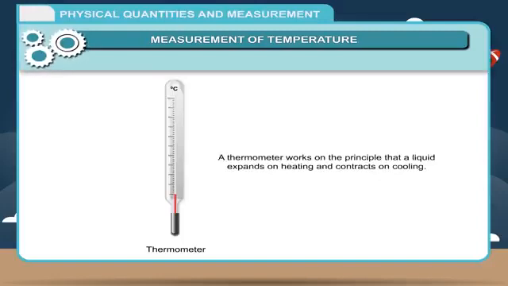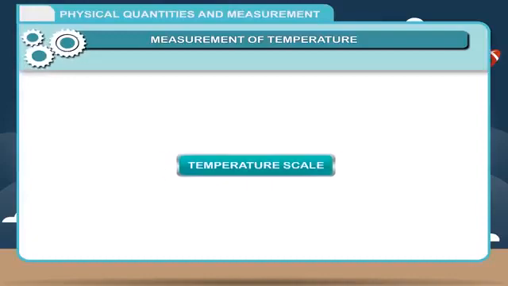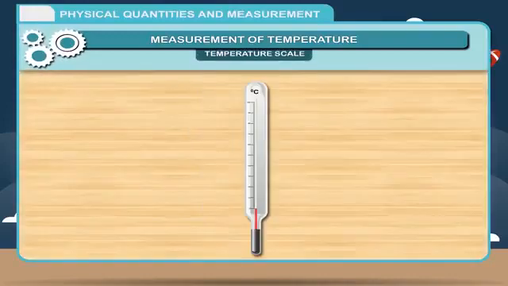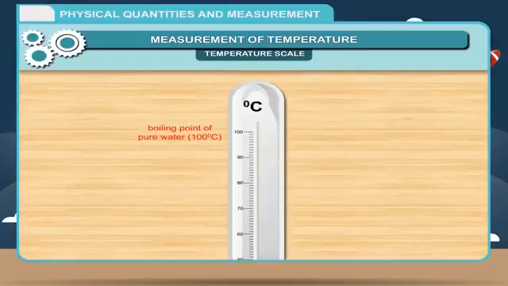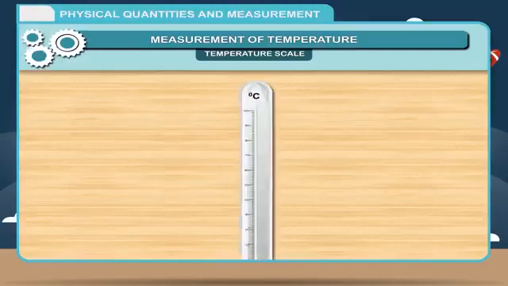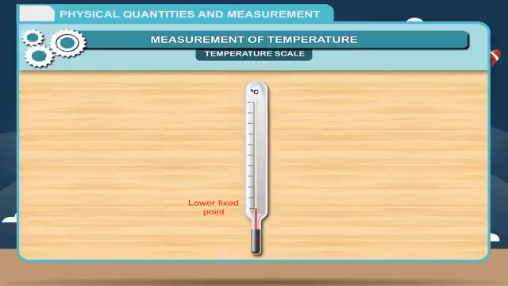A thermometer works on the principle that a liquid expands on heating and contracts on cooling. Temperature scale. A liquid thermometer has a bulb at one end and a long stem which is graduated in degrees. The scale of a thermometer is usually divided between 2 points. One is the melting point of pure ice, 0 degrees Celsius, and the other is the boiling point of pure water, 100 degrees Celsius. These 2 points are called the lower fixed point and the upper fixed point.